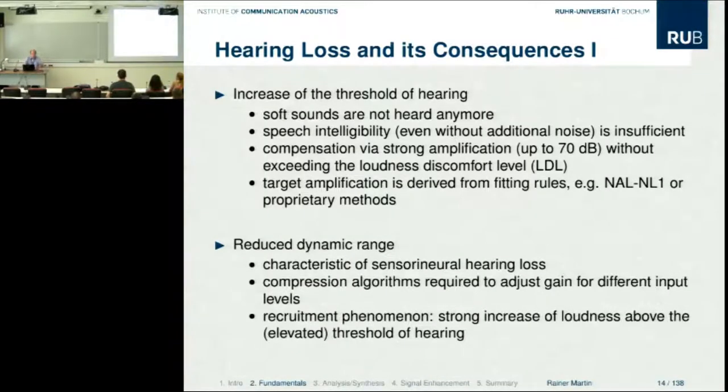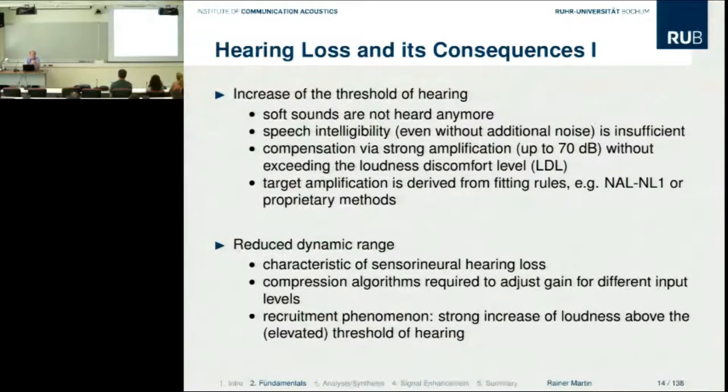Then, because you amplify everything, unfortunately, the threshold of pain is not elevated. It can even decrease a bit when you have a hearing loss, which essentially means that the dynamic range you have available is much compressed. So whenever you amplify sounds in a hearing aid, you have to make sure that you, under no circumstances, go across the pressure threshold of discomfort or even the threshold of pain.